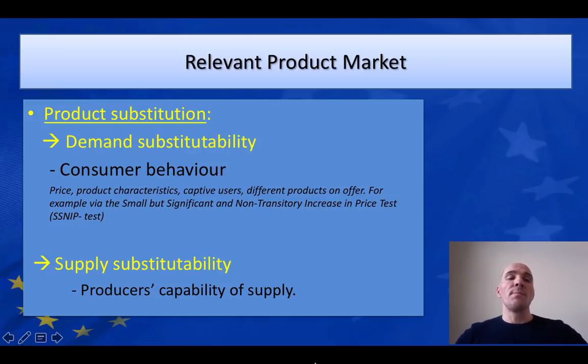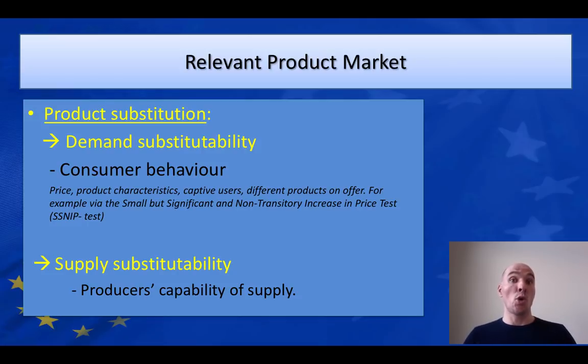What does it mean? It basically means that consumers are asked that if a certain product that is close to another product would be raised in price, whether the consumer would change to the other product because of the price raise. It's a small but significant raise in price. If the answer to that question is yes, I would change to the other product, then we have one market on the demand side.